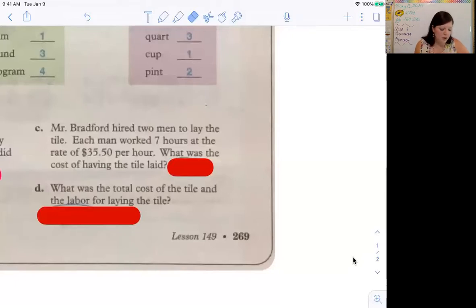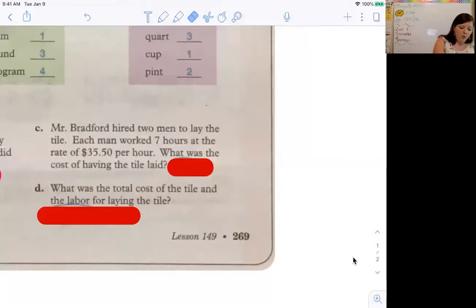Such is life. Here we go. Mr. Bradford hired 2 men to lay the tile. Each man worked 7 hours at the rate of $35.50 per hour. Wow, that's a lot. I would love to get paid that much. What was the cost of having the tile laid? Well, let's figure out how many hours they're working.